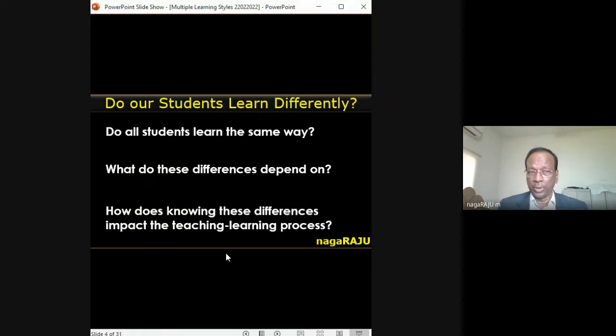Question 2 is, what do these differences depend on? Where do they come from? How do they arise? What is the origin of these learning differences? Question 3, how does knowing these differences impact the teaching learning process in our classrooms? As a teacher, how does it impact me? How does it impact my methodology, my approach to the classroom? My handling of these differences. How do I benefit from this, or how does it affect me?